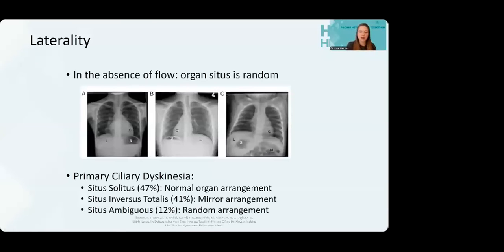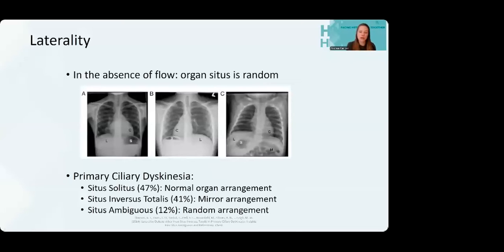Which brings us to a slight bit of a tangent about primary ciliary dyskinesia. Primary ciliary dyskinesia, as described, is a disease where cilia have dysfunctional movement. And because of that, we see both pulmonary respiratory symptoms, as well as differences with things like organ situs arrangement and heterotaxy. So this will all come back around to heterotaxy.